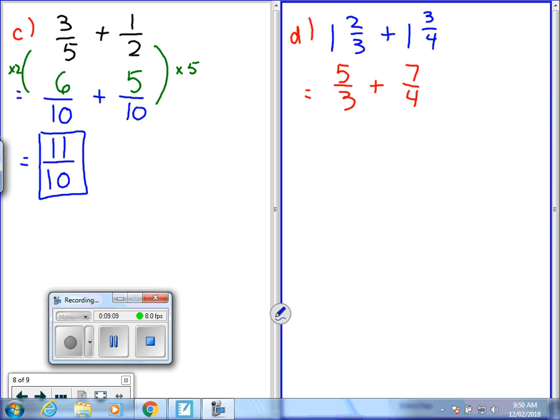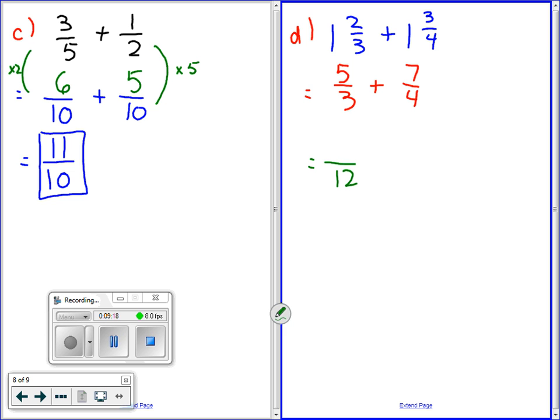All right, Aiden. What is my common denominator here, please? 12. How'd you get 12? I did 3 times 4. Very good. All right, Kaden, you ready? Sorry about that. Okay, on the left-hand side, what do we multiply by on the left-hand side? Good. On the right-hand side, we multiply by?